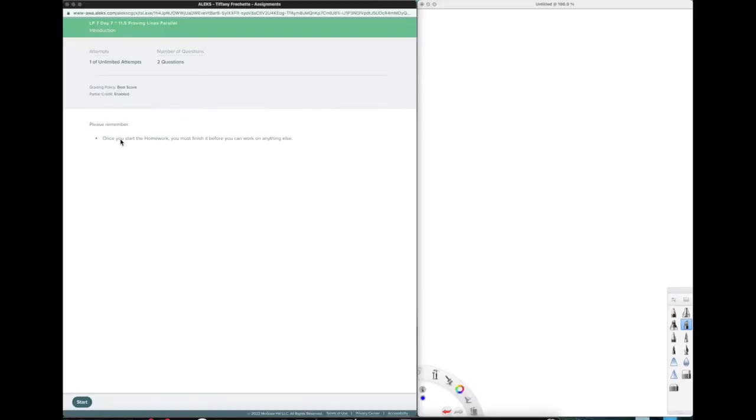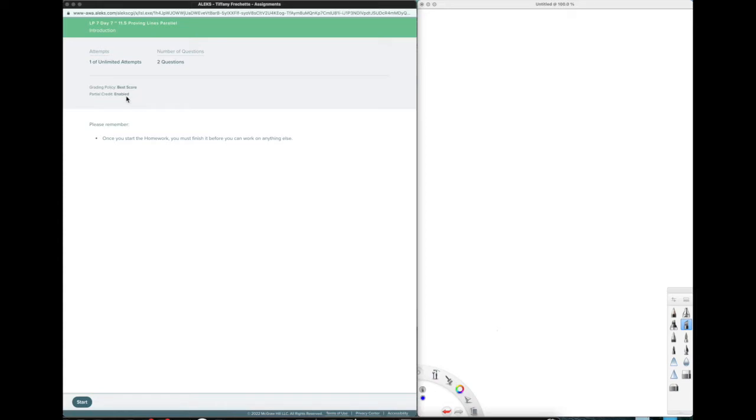All right, so just to get started here on the front screen, the first thing you should see is your due date. I don't see that on my teacher preview, but you will see it on your student screen. The second thing is the number of attempts. We always have unlimited attempts on homework, tests, and quizzes. Number of questions just tells you how many are on this particular assignment. Grading policy is always best score, so whichever attempt is the best one is one you get to keep.